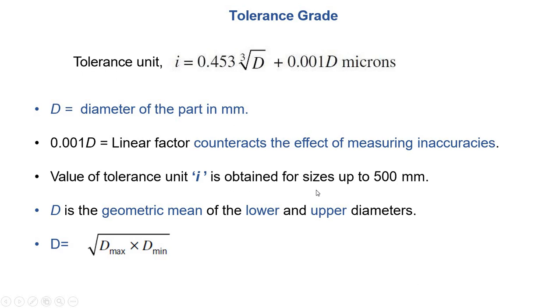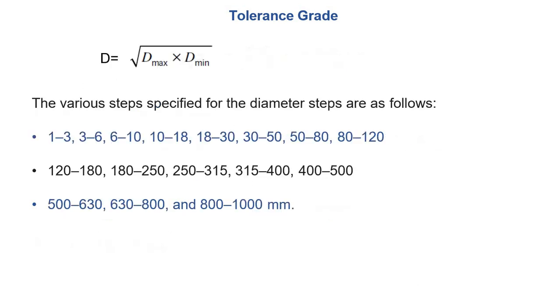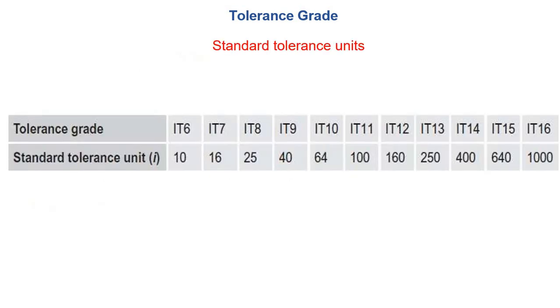The value of tolerance unit i is obtained for sizes up to 500 mm. D is the geometric mean of the lower and upper diameters. You can calculate D as the square root of D max into D min. By using this symbol i, we can calculate the tolerance zones. The tolerance grades are defined as follows. These are the standard tolerance limits, and the i values are indicated here.